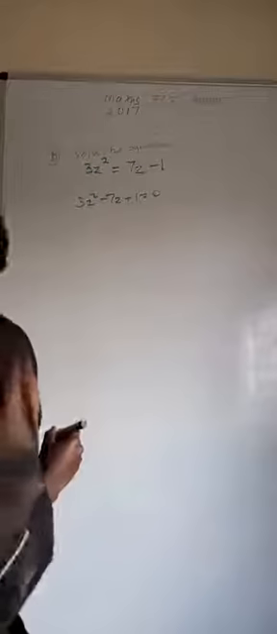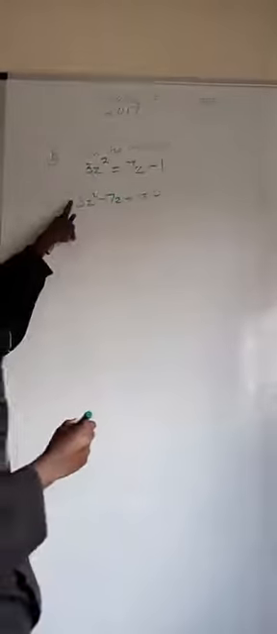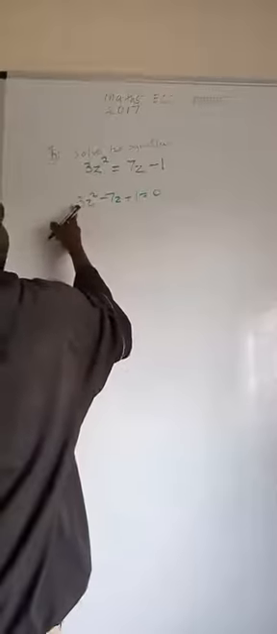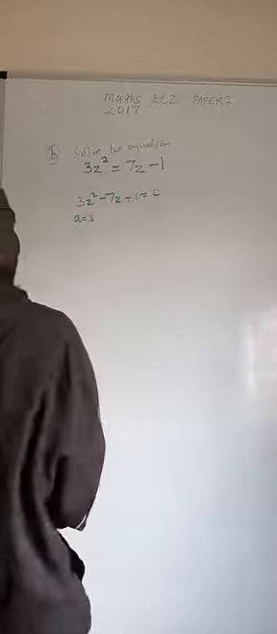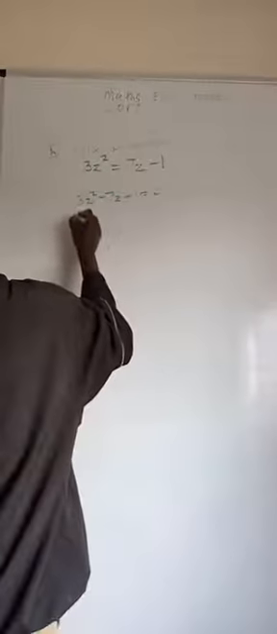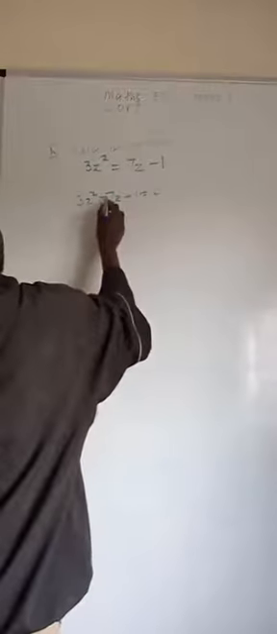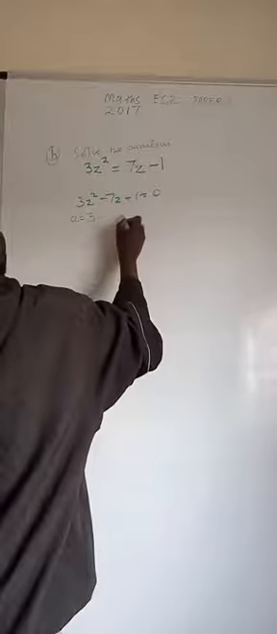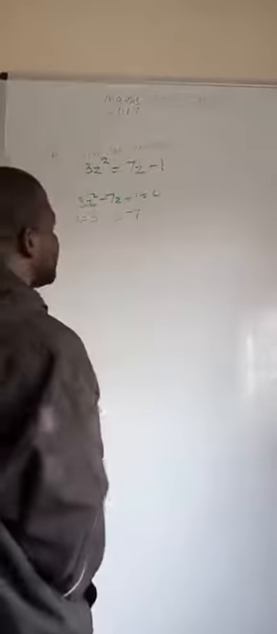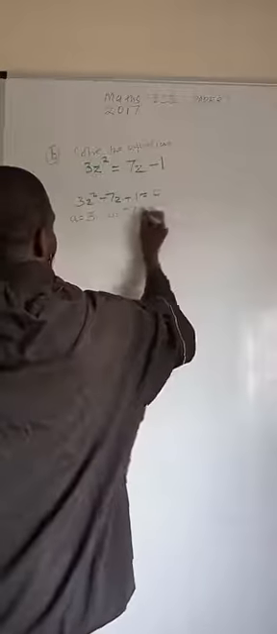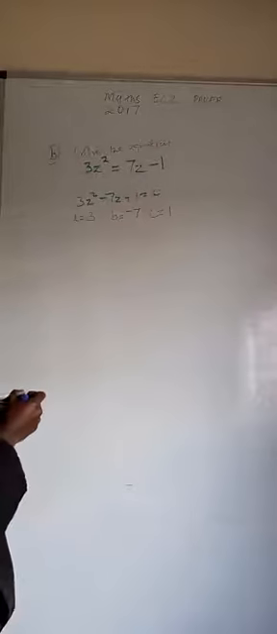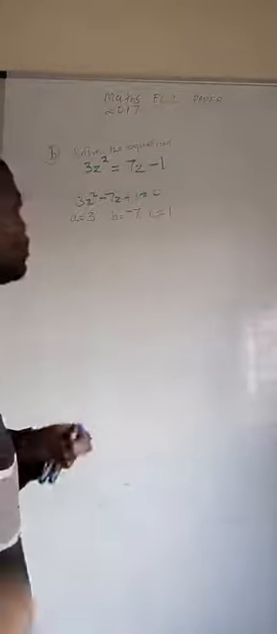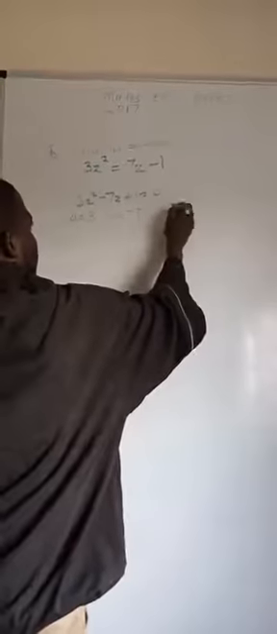The next thing that you do, you pick the coefficients of this. What is my a here? The a is the number that is in front of z squared, which is 3. So a here is 3, okay? What is my b here? The b is the number that is in front of z. B is negative 7. You pick them with their signs. C is equal to what? 1. Have you seen that C is equal to 1?